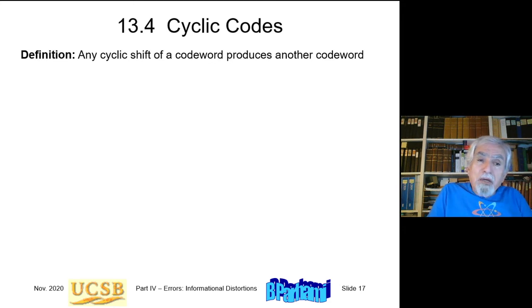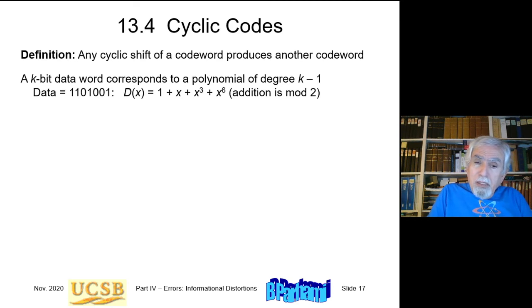So what are cyclic codes? Cyclic codes are codes for which any cyclic shift of a code word produces another code word. So here's an example of a cyclic code. In a cyclic code, we have a k-bit data word. So let's say this is our data word, and k in this example is 7.